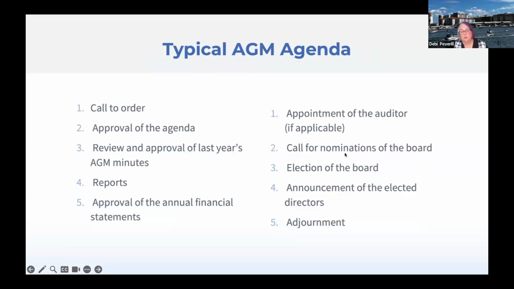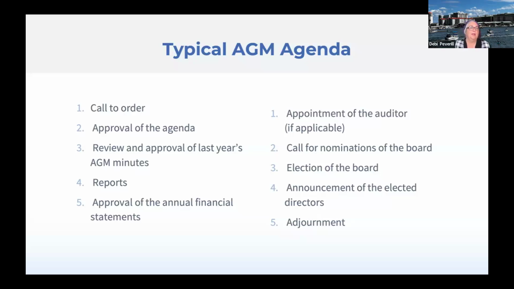Okay. So typical AGM agendas, there's a call to order. You have to approve the agenda and review and approve last year's AGM minutes. Those are pretty standard. How many reports you do depends. I attend some very small board meetings which turn into the AGM. The board reviews the financials, approves the financials, they cancel or adjourn that meeting, and then they call the AGM because they're not getting anybody else to come to the AGM. It's just usually the board members. So when you've got that, it's pretty low key. But as some of you would know, some AGMs attract a lot of people.